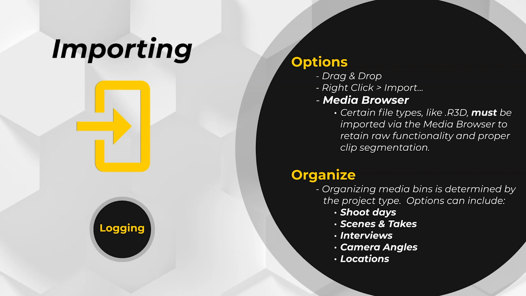Instead, always import red files through the media browser so that the full file comes into your project intact with the raw settings attached. Once the media is in the project, you can then start sorting into bins based on the project's needs. That could be by shoot day, by scenes and takes, by interview names, by camera angles, by locations, anything you can think of. The options are really endless. What's important is that you do something that makes sense.